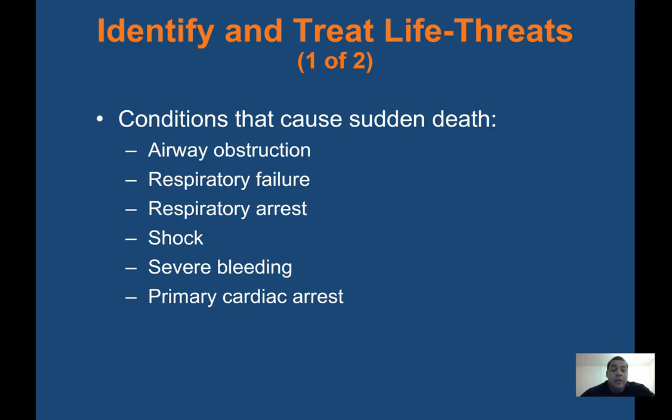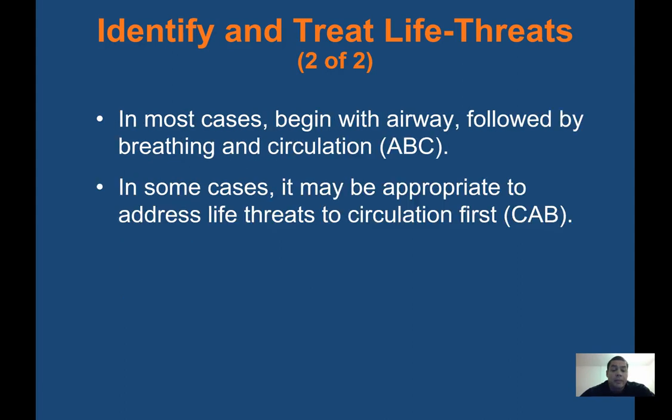Identify and treat life threats. These are conditions that cause sudden death: airway obstruction, respiratory failure, respiratory arrest, shock, severe bleeding, and primary cardiac arrest. In most cases, begin with the airway, followed by breathing and circulation. If the patient doesn't have an airway, you can't do breathing and circulation; you can't go on to the next step. In some cases, it may be appropriate to address life threats to circulation first. CAB.